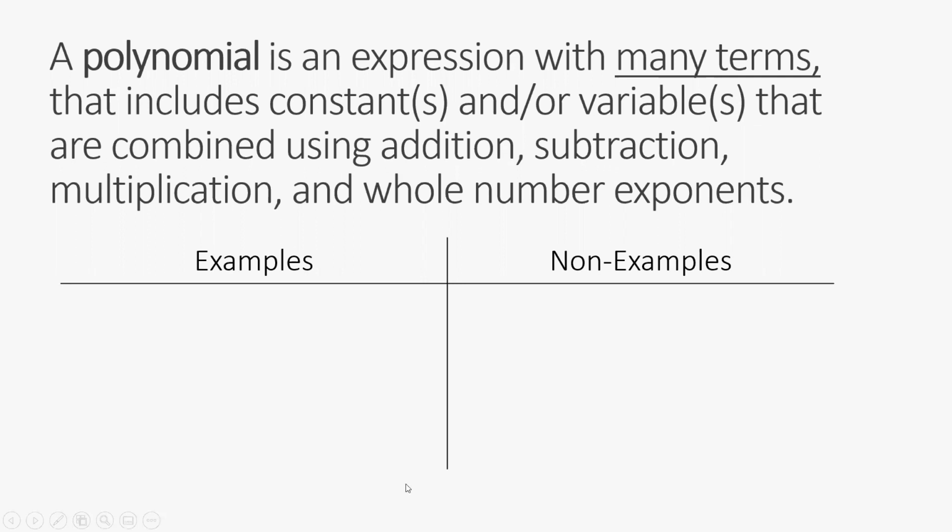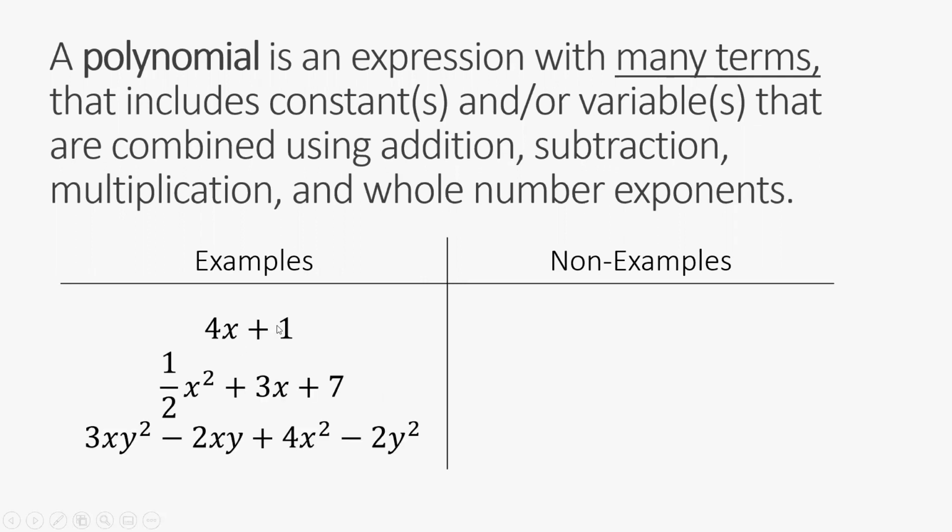So some examples of a polynomial are things like 4x plus 1. This has two terms that are added together. There's no fractions in the exponent, and there's no division. This next example, we have 1/2 x squared plus 3x plus 7. A fraction is like division, but because it's the number in front of the variable, sorry, not the constant, the coefficient, then it's okay to have a fraction there. And then we have 3xy squared minus 2xy plus 4x squared minus 2y squared. So you can have different combinations of variables in your polynomial.